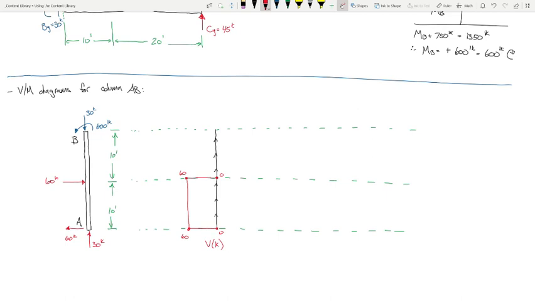How do we go from a shear diagram to a moment diagram? We take the area under the shear diagram. What is the area of this rectangle right here? 600, because it's 60 wide and 10 tall. So we'll call this 600.